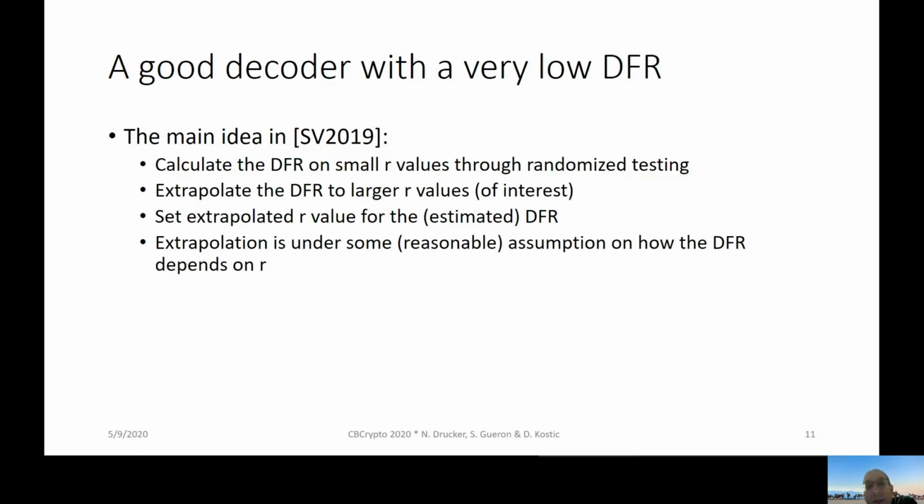and you can determine the block size for which the extrapolation curve hits 2 to the minus 128, or whatever target DFR you wish to achieve. But the extrapolation, of course, is under some assumption. It may be a reasonable assumption, but it's an assumption on how the DFR depends on the value r.